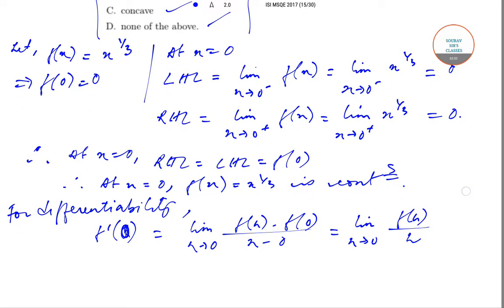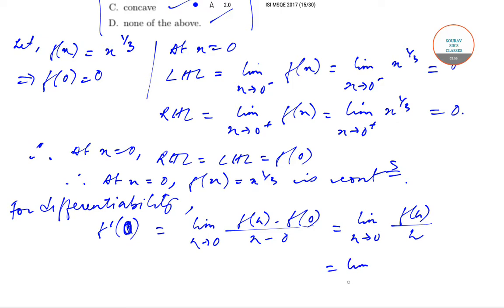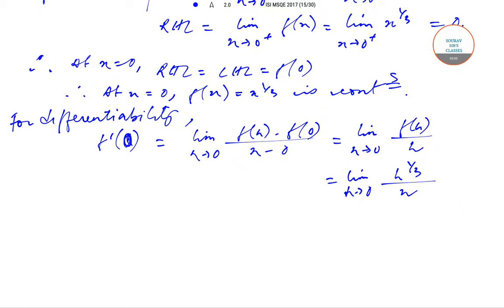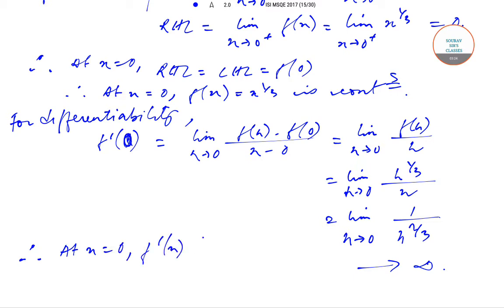Now we know that f of h is equal to h to the power 1 by 3, so this is limit h tends to 0 of h to the power 1 by 3 by h. This is equal to limit h tends to 0 of 1 upon h to the power 2 by 3, and as h tends to 0, this limit will tend to infinity. Therefore, at x equal to 0, f dash x does not exist. This is the statement that we are getting.